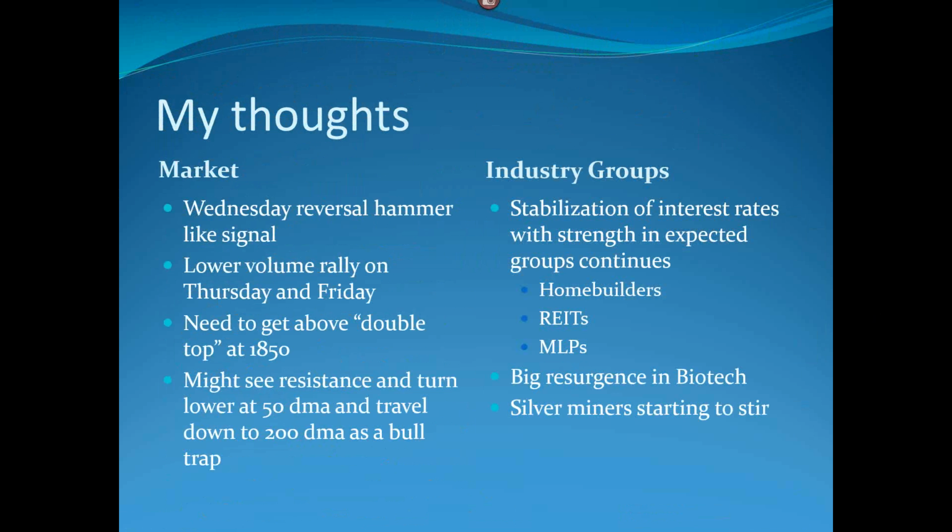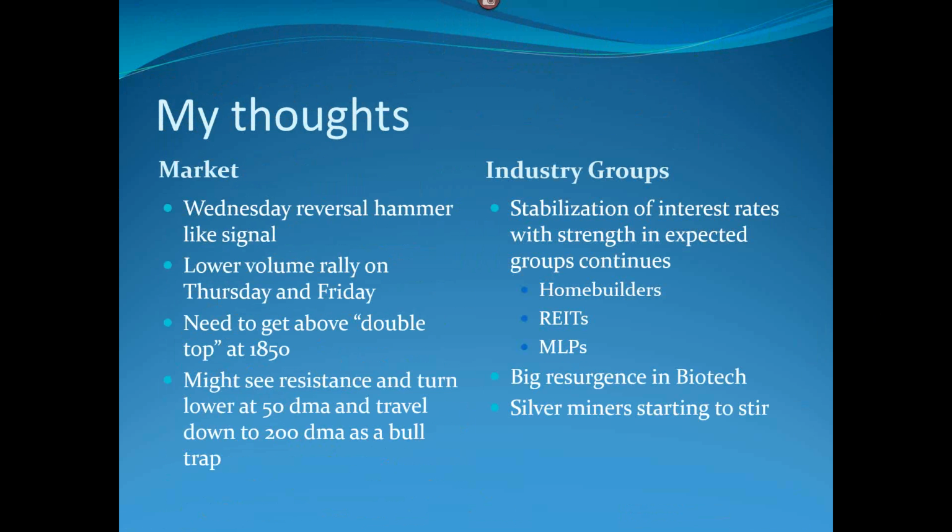This week, as I said, we had a reversal signal on Wednesday, almost kind of like a hammer. However, the rally on Thursday and Friday was on lower volume. We need to get above the double top quickly at 1850, or we may have something that looks like head and shoulders or a triple top. We could see resistance at the 50, which we'll look at, and then turn down towards the 200 EMA, and this could turn out to be a bull trap.